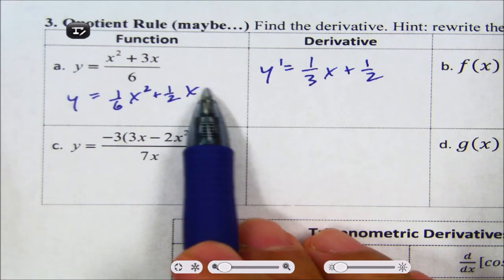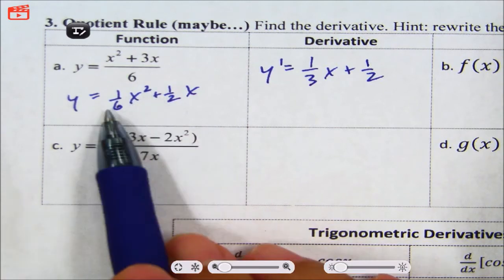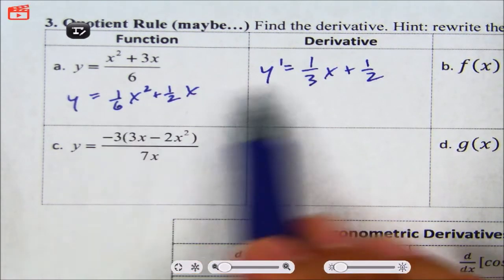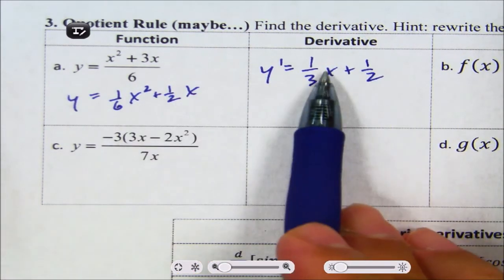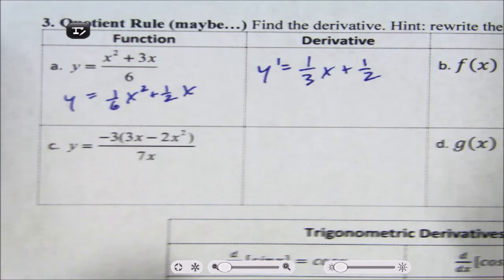Is that what happened for 1/3 too? Yes. So it was 2 times 1/6. That reduces to 1/3. Subtract 1 from the exponent, give you x to the 1. Alright. So that was straight power rule. Now let's go on to B.